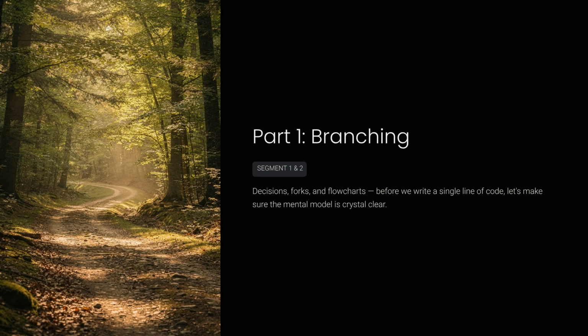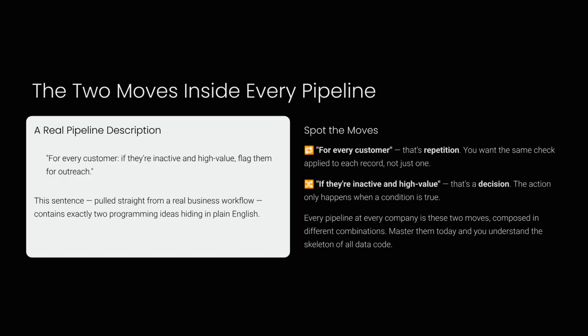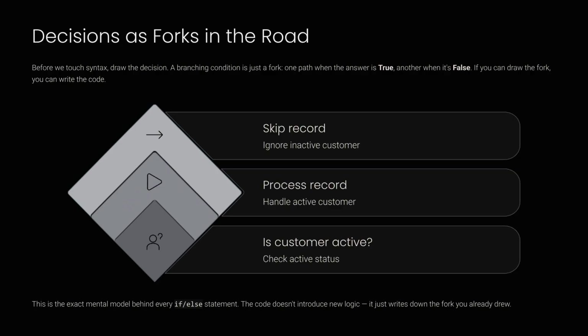Before writing code, we need a clear mental model of how our decisions will fork based on different conditions. Consider this workflow. For every customer, if they're inactive and high value, flag them for outreach. This sentence contains both repetition and a decision. Think of decisions as forks in the road. You have a true path and a false path. Drawing this diagram helps clarify the logic before you translate it into Python.